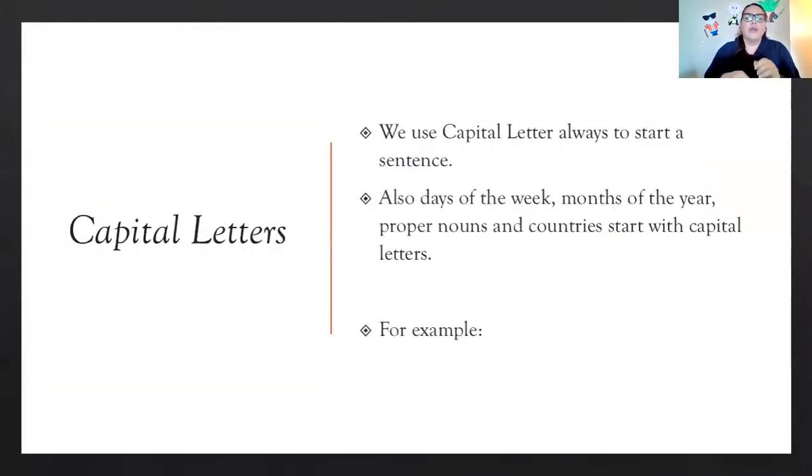Okay, capital letters. We use capital letters to start a sentence. Also, days of the week, months of the year, proper nouns, and countries start with capital letters. Let me give you some examples, okay?